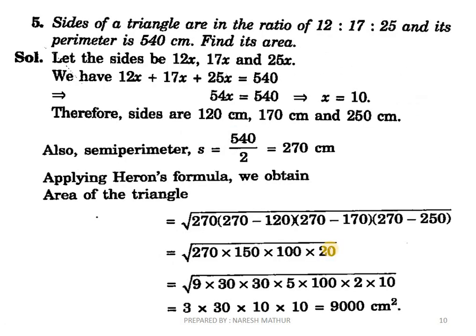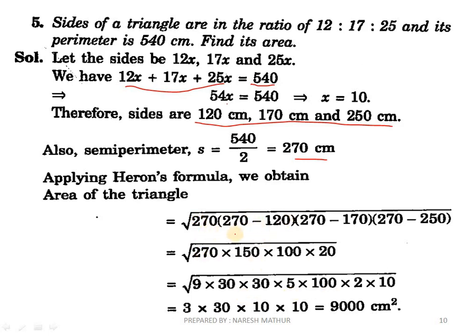Alright. Next question is, sides of the triangle are in the ratio of 12:17:25 and its perimeter is 540 centimeter. Find its area. So we just need to find the sides of the triangle. Let the sides be 12x, 17x and 25x. Just add all these sides, and 540 centimeter is given as the perimeter. So the value of x is 10. Therefore the sides will be 120, 170 and 250 centimeter. Now we can find the semi-perimeter, which is 270 centimeter. Just put this value in the formula.